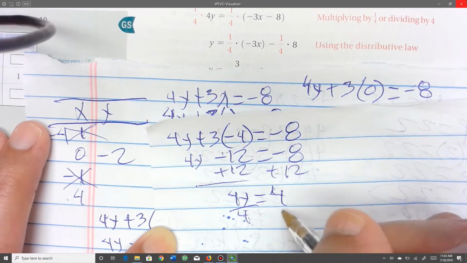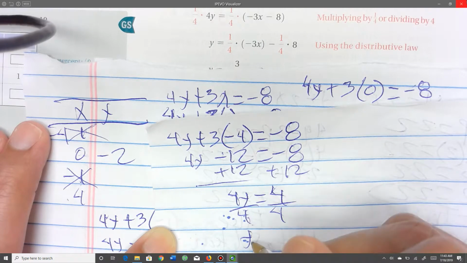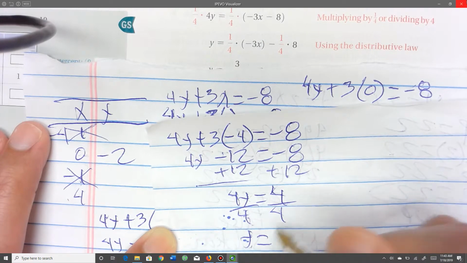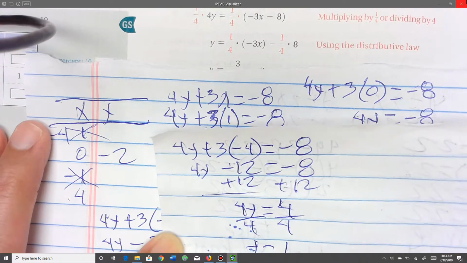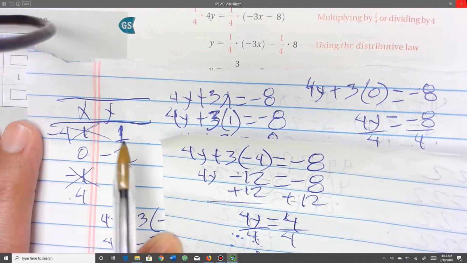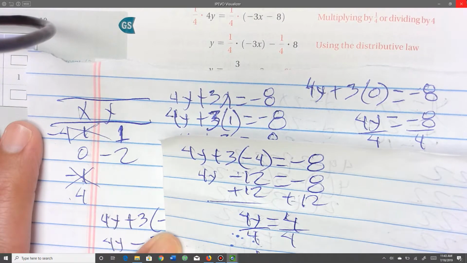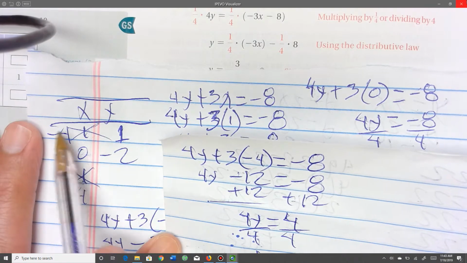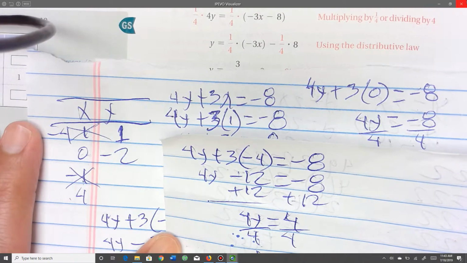Use the multiplication principle. 4 divided by 4 is 1. 1 times y is y. 4 divided by 4 is 1. So the ordered pair here is 4 and 1. We got an integer, so that's good. Now we can plot this ordered pair.